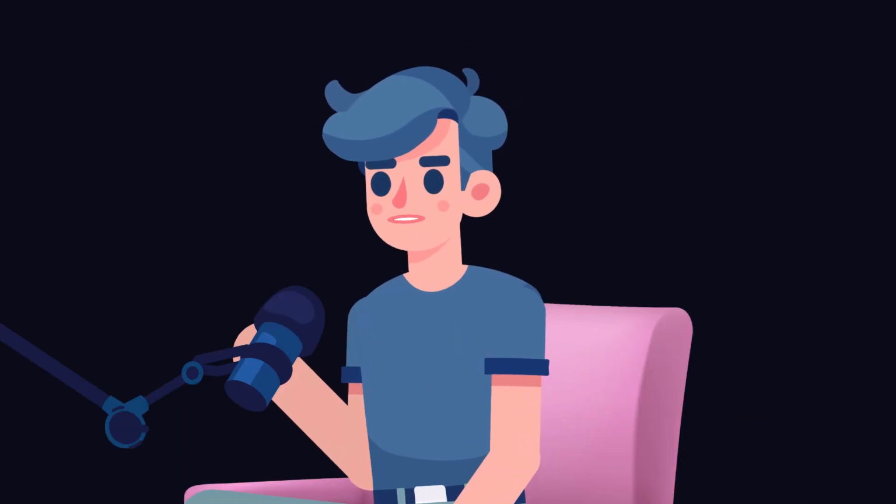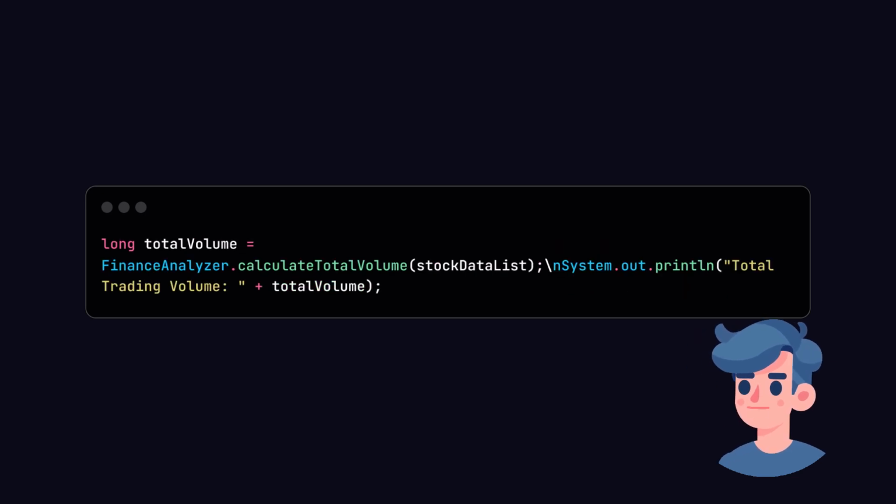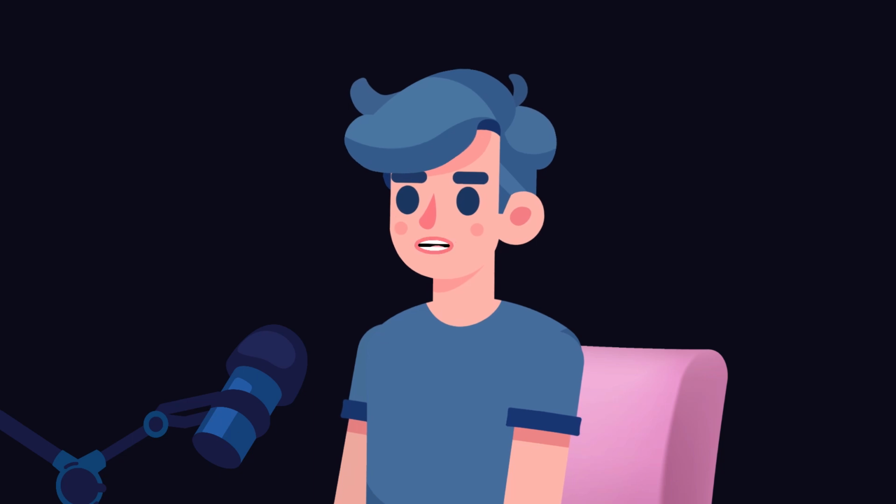If done correctly, you should now have two statistical insights from your data, the average closing price and the highest closing price. Next, let's compute the overall trading volume. For that, we'll add another method to our Finance Analyzer class. As before, we need to update the main method to call this new function. Don't forget to print out the total trading volume as well. Run the application once more, and you should see the total trading volume displayed correctly.